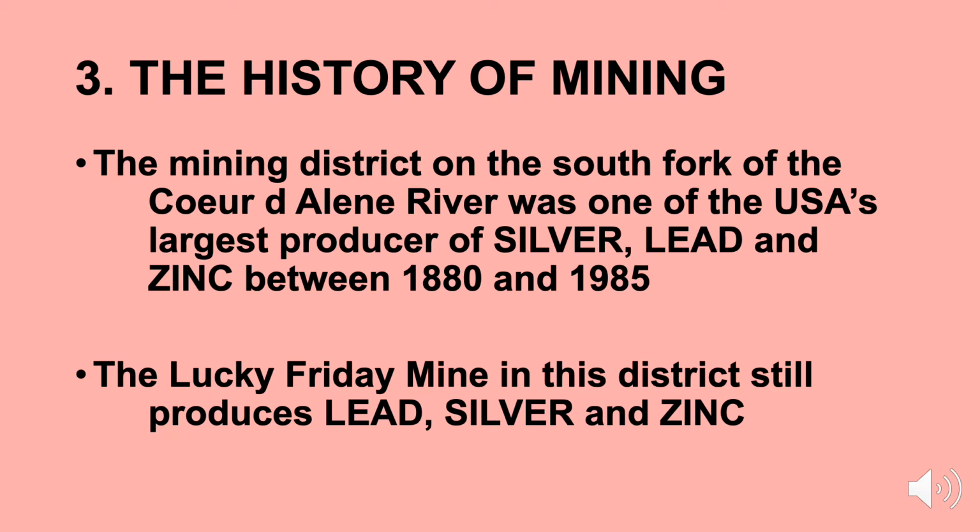Probably the major producing mine still in the district today is a mine called the Lucky Friday Mine, located near the town of Mullen in Idaho in the mining district. And the Lucky Friday Mine produces lead, silver, and zinc. The Coeur d'Alene mining district is famous for its silver. Very rich silver deposits. In association with the silver was lead and zinc.